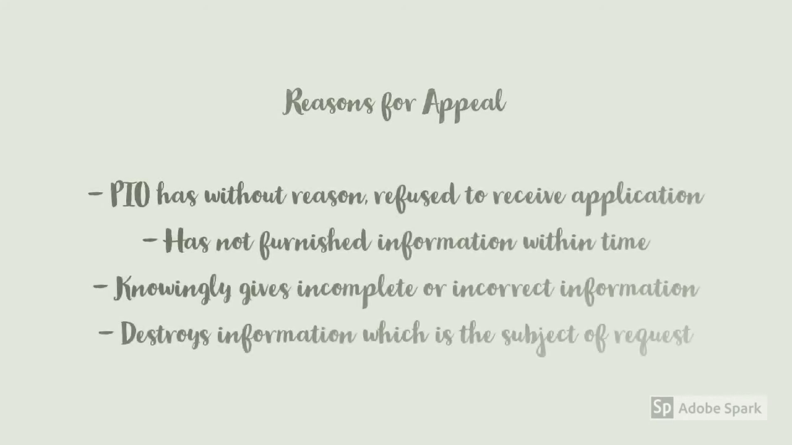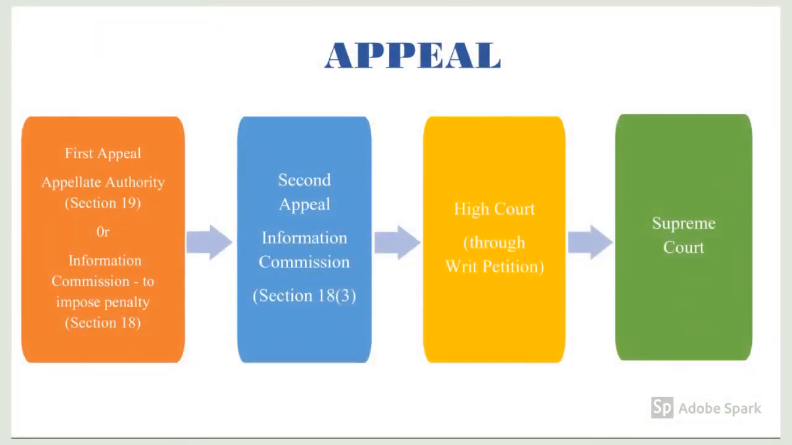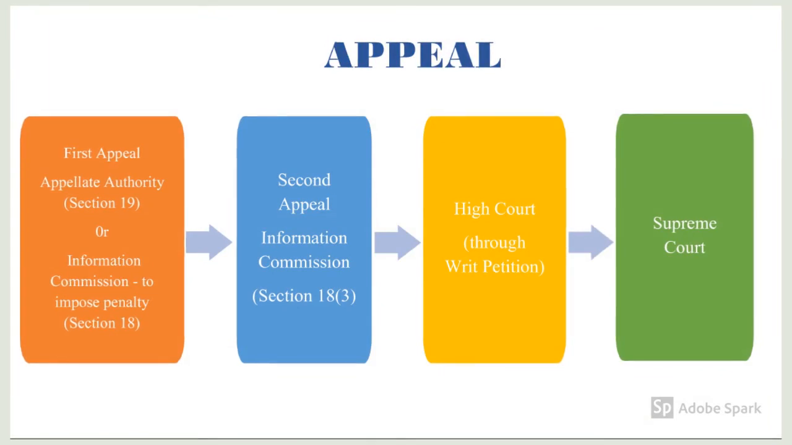You may also want to file for an appeal for reasons such as PIO without reason refuses to receive your application or has not furnished information within time, or knowingly gives incomplete or incorrect information, or even destroys information which is the subject of your request. And here's how you appeal.